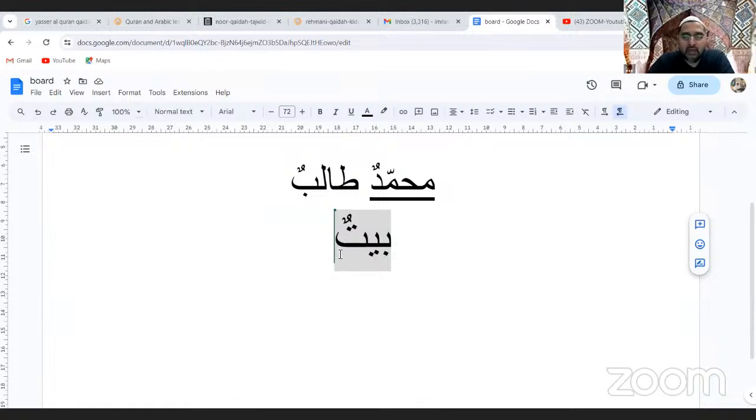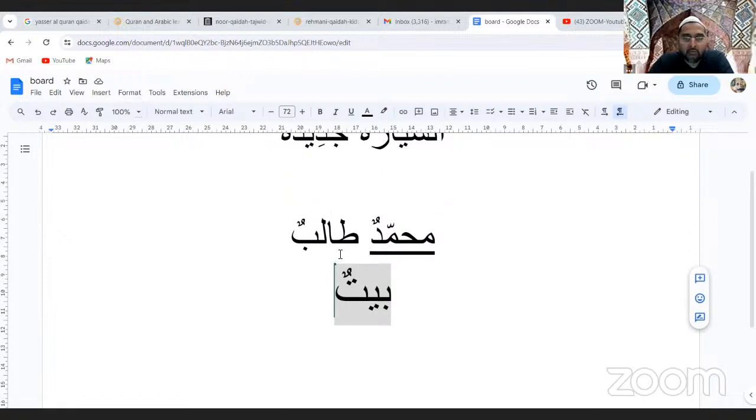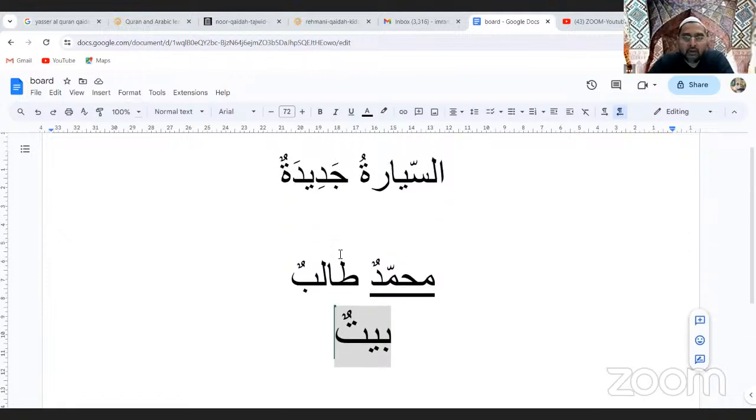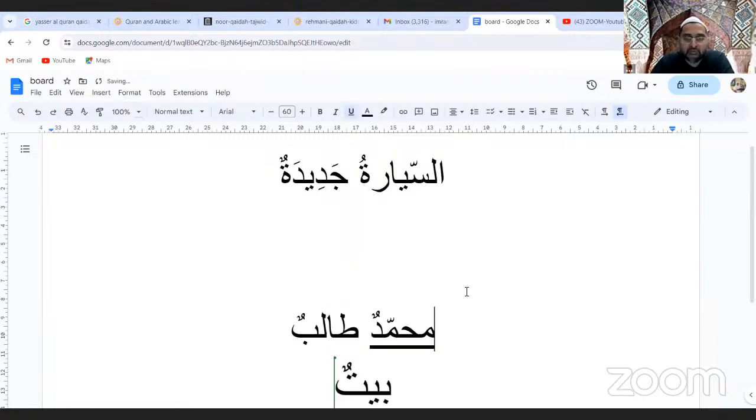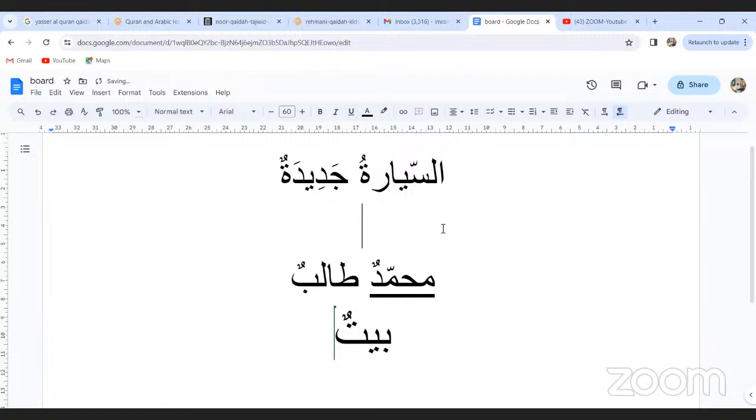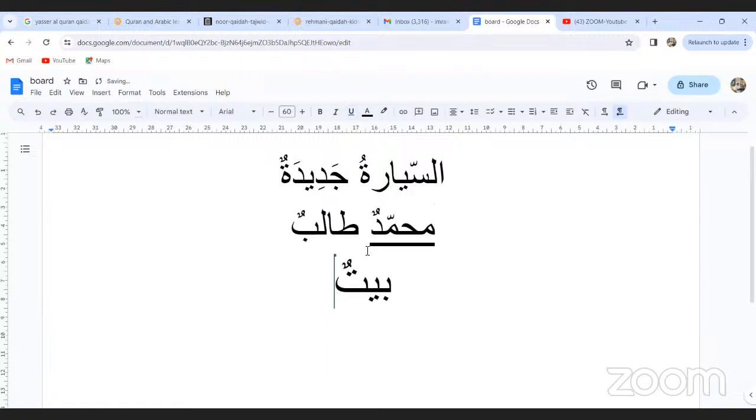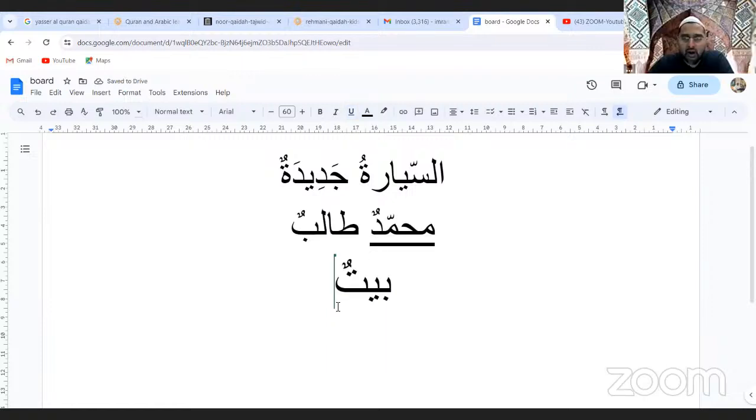So this word baytun now has a tanween. Baytun will be translated as a house, and this is a common noun because it can refer to any house. So Muhammadun is marfu, and talibun is without alif lam, and it is the khabar. Muhammad is a student. This is subject and predicate, mubtada and khabar. Muhammad is marfu.